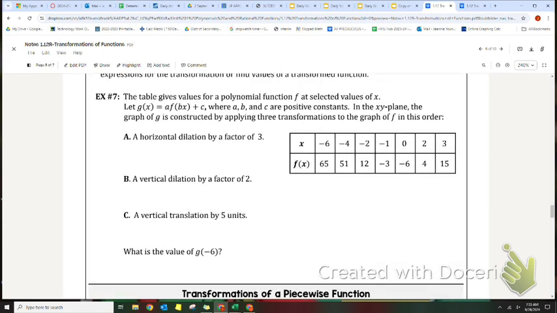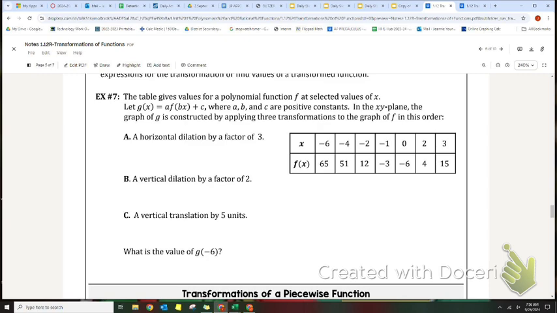So example 7 here, it says the table gives values for a polynomial function f at selected values of x. Let g of x equal a times f of bx plus c, where a, b, and c are positive constants. In the xy plane, the graph of g is constructed by applying 3 transformations to the graph of f in this order. All right, and so we're going to find a horizontal dilation by factor 3 with a vertical dilation of factor 2, vertical translation by 5 units, and then wants to know what is the value of g of negative 6.